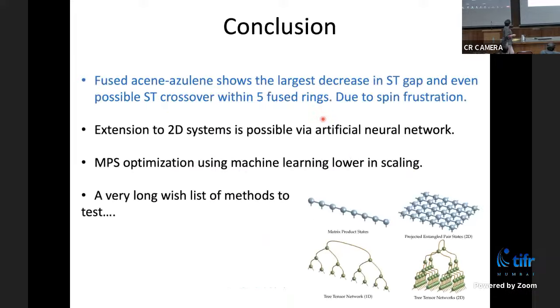So let's come to the end. I hope to have shown you that matrix product state optimization, and the matrix product state ansatz itself, is very cool. I'm very excited about it all the time. Its optimization can be done using variational methods. Its optimization can equally or even better be done using machine learning.